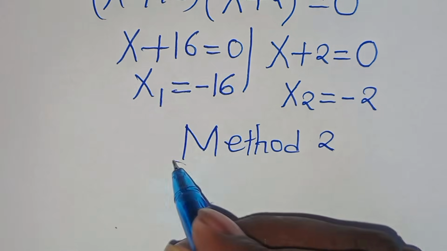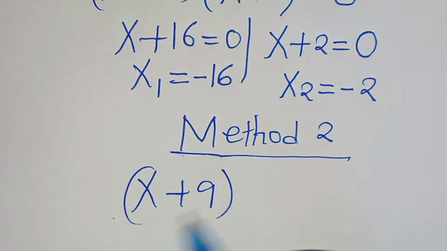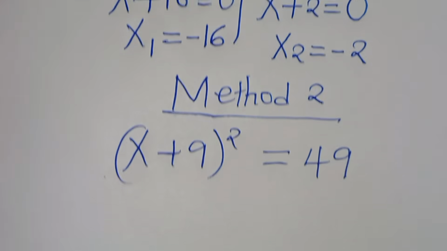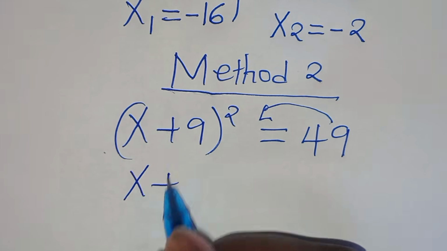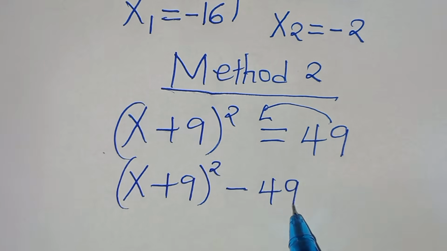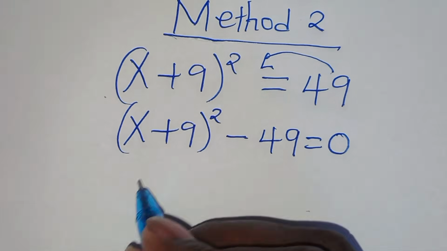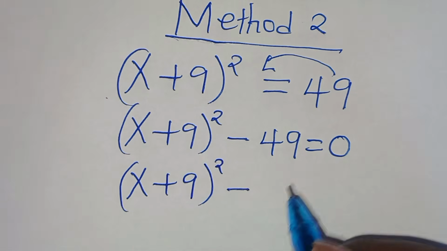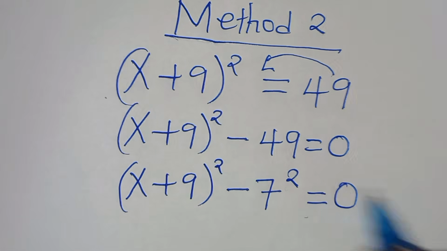Method 2. Now we have the problem as (x + 9)^2 = 49. Let's take 49 to the left hand side, so that we have (x + 9)^2 minus 49, which is equal to 0. So we have (x + 9)^2 minus 7^2, and this is equal to 0.